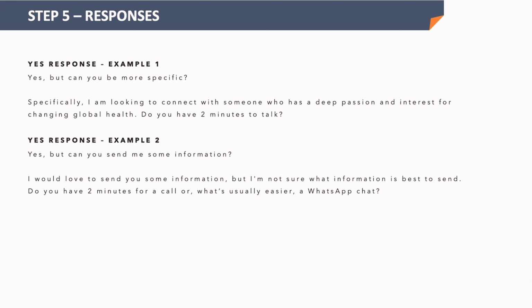The second example for a yes response is, yes, can you send me some more information? Dean Shaw would say something like, I would love to send you some information, but I'm not sure what information is best to send. Do you have 2 minutes for a call? Or, what's usually easier, a WhatsApp chat? Now, the intention is always to get on the phone, but a lot of people are afraid of jumping on a call. So we direct them to the platform of WhatsApp or Telegram. And at that point, there's scripted communication, which is written to be able to communicate with these people, to direct them to using company tools, to identifying the business opportunities.